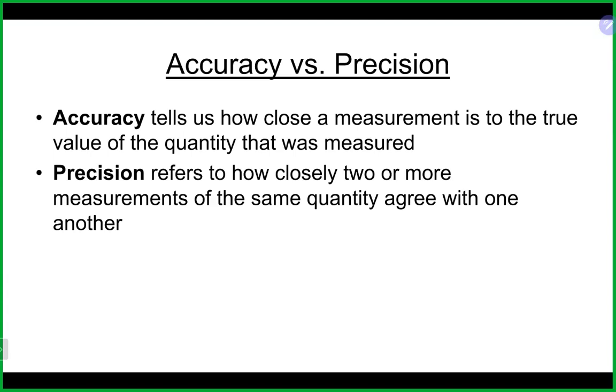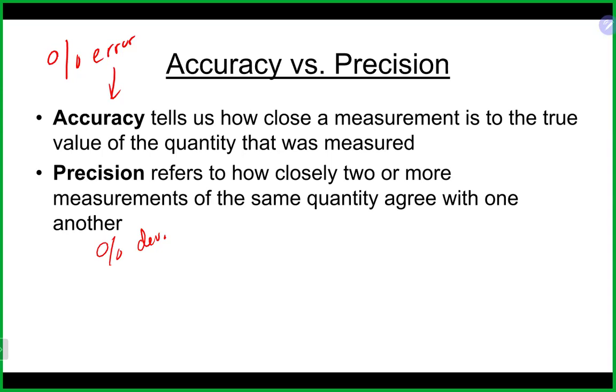So in terms of lab, a lot of times we look at accuracy by looking at something known as percent error. And for precision, percent deviation or standard deviation is sort of what we look at.